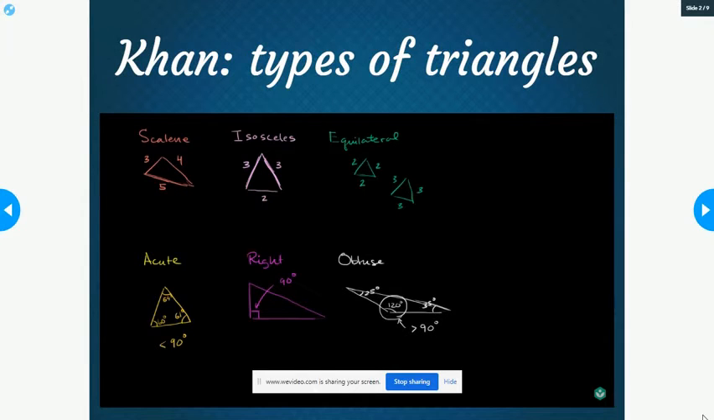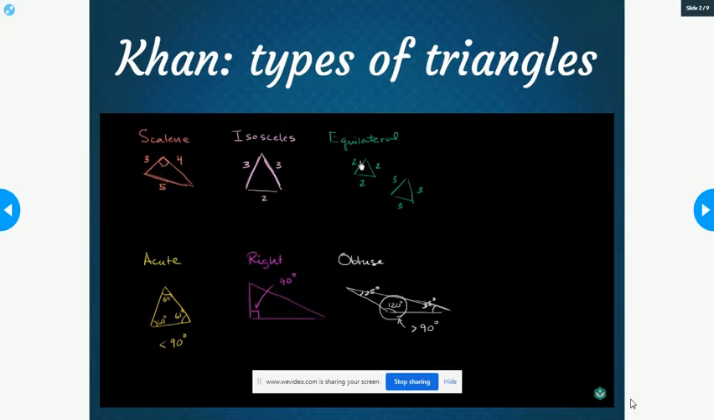Now you might be asking yourself, hey Sal, can a triangle be multiple of these things? Can it be a right scalene triangle? Absolutely, you could have a right scalene triangle. In this situation right over here, a 3, 4, 5 triangle, a triangle that has lengths of 3, 4, and 5, actually is a right triangle. And this right over here would be a 90-degree angle.